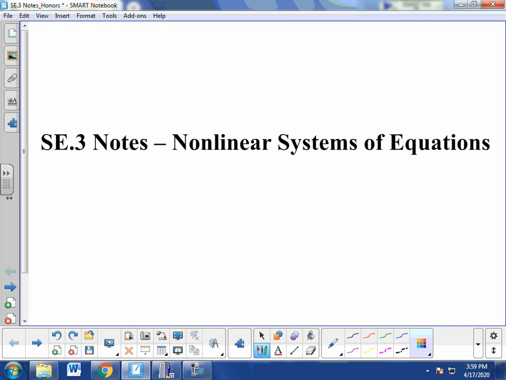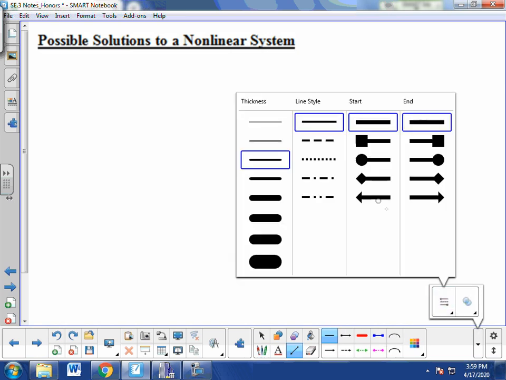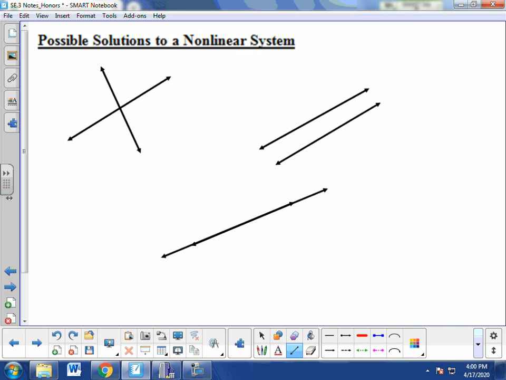So without any further ado, let's get into what we're focusing on here with nonlinear systems of equations. We want to find solutions to nonlinear systems. Just as a quick review, with linear systems we had three cases. We either had lines that would intersect in one place and have one solution, or lines that would not intersect. They would be parallel, and they would have no solutions. Or we'd have lines that overlap one another. Essentially, they're the same line, and they would have all solutions.